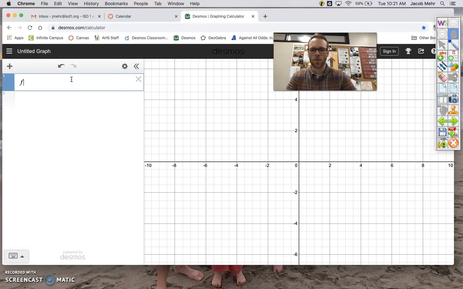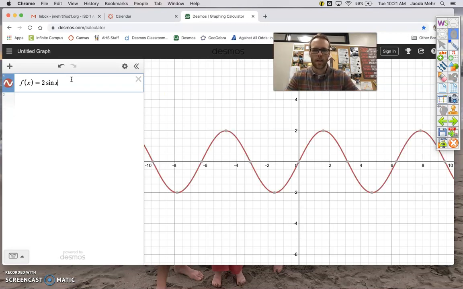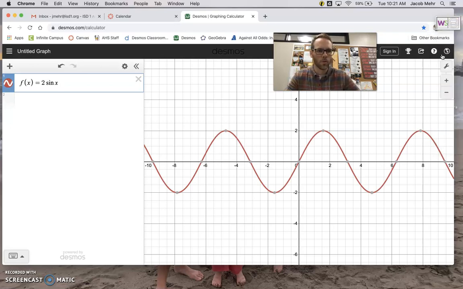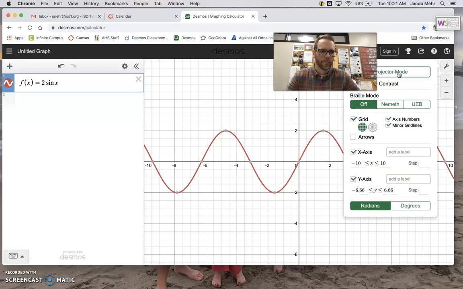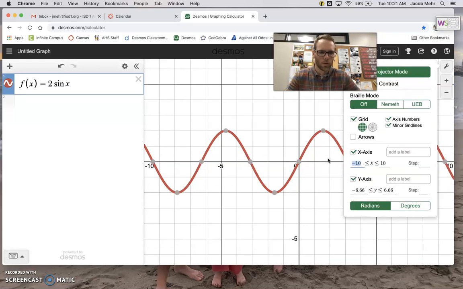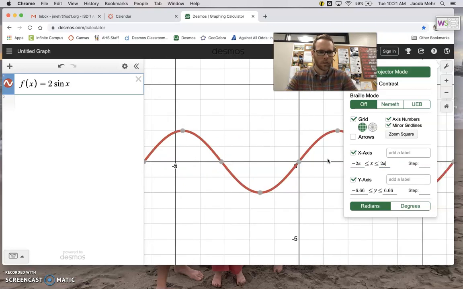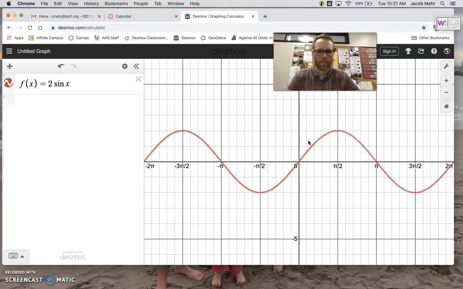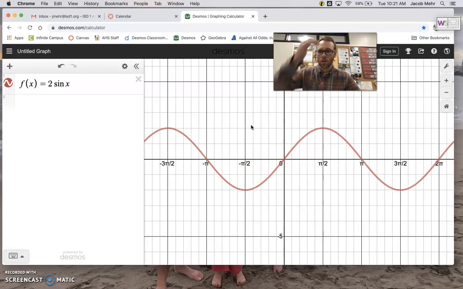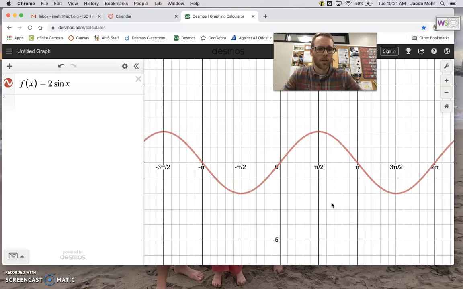And let's put in our first function, 2 times the sine of x. There it is. No shocker on that one. Let's do projector mode. Let's change this to count by pi's maybe. Yeah, there we go. All right. So our amplitude on this one is 2. Our period is still 2 pi. Nothing has changed there. So that's what this function looks like.